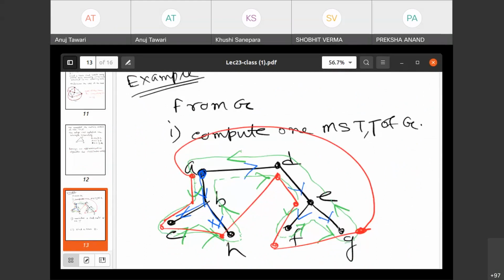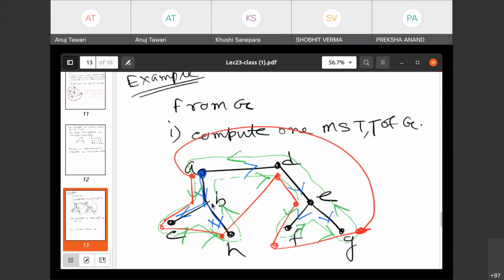Once you have this minimum spanning tree, you start with one vertex and apply a DFS search. Now the problem with DFS is that it might visit some vertex multiple times. Maybe some vertices are visited twice, right? Because when you are backtracking. So for instance, let me start from A.